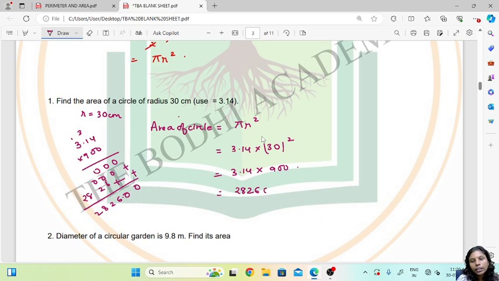Okay, and here we'll get centimeter square. Why centimeter square? So 3.14 is unitless. It does not have a unit. When we speak about 30, it has a unit of centimeter. So into 30 we are doing this. Correct? So this becomes centimeter into centimeter, centimeter square. Therefore area is given by whatever value you get, and the unit is centimeter square.